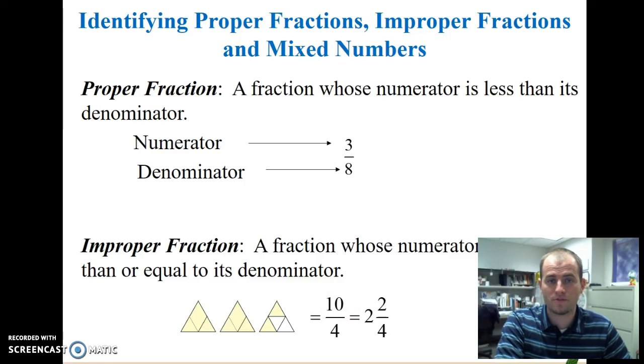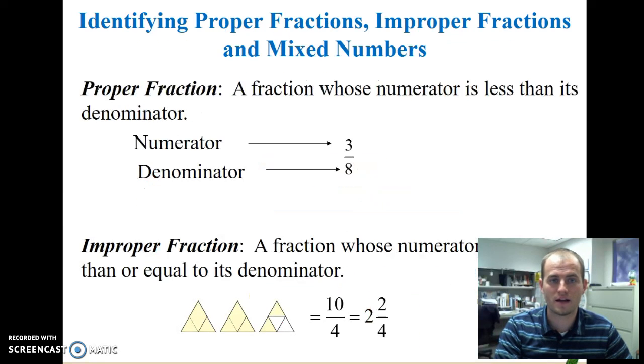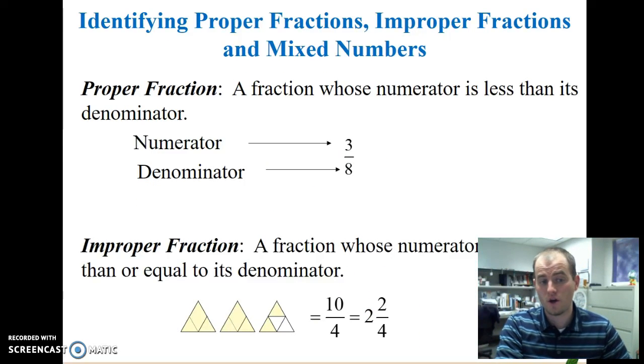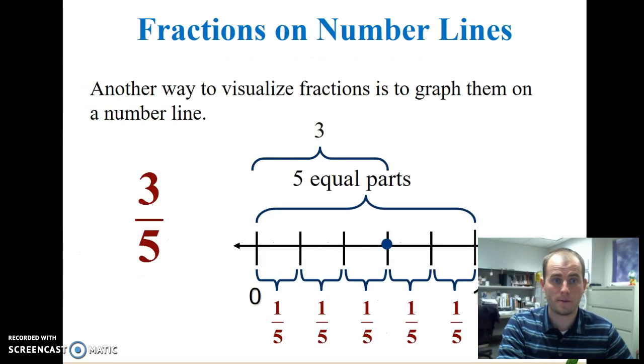Okay, with an improper fraction, we often rewrite it as what's called a mixed number, which we'll talk about in a little bit, how to convert from improper to mixed numbers, and mixed numbers to improper. A mixed number is this, 2 2/4. It has a whole number part and a fraction part. We'll look at that in a minute.